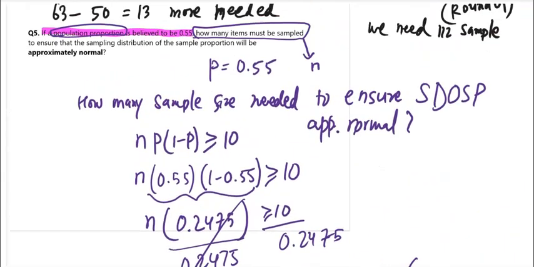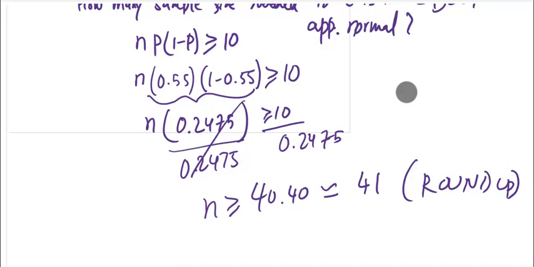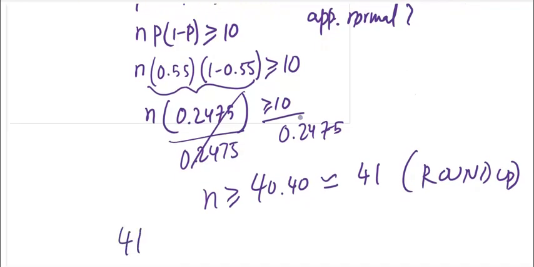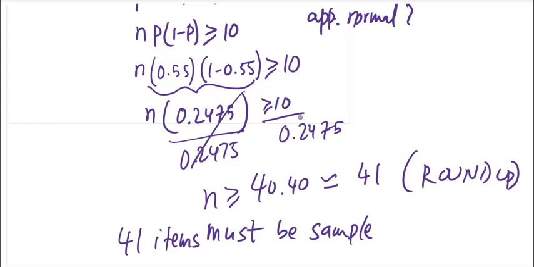So the question is how many items must be sampled? The answer is 41 items must be sampled. Basically in this question you're looking for the sample size. All right, that's all about this handout.